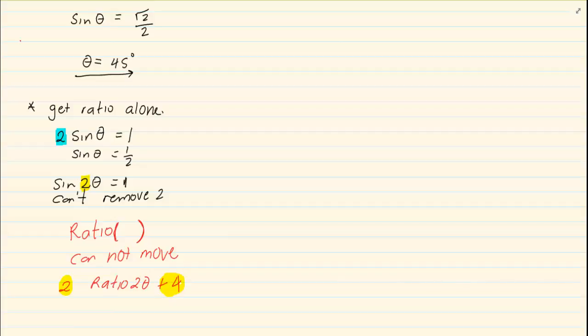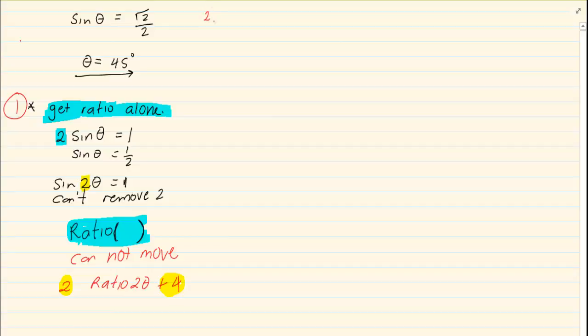So number one, when we say get your ratio alone, you must be careful that we are not talking of the value that is immediately attached to your ratio on the right hand side. Right. So our first rule is to get the ratio alone. The second rule is to use your calculator.